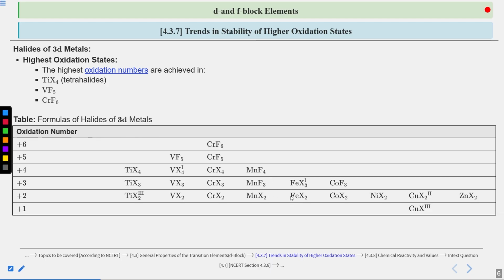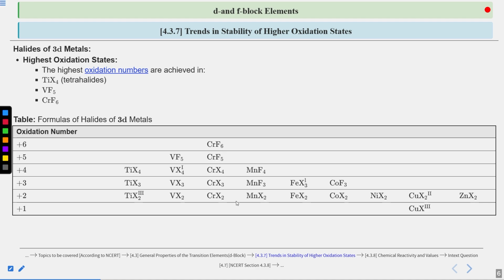Now, you see that manganese here exists as the tetrafluoride, MnF4. But if you remember, the oxidation states shown by manganese were the maximum, from +2 to +7. But here in the halides, manganese forms halides only in the +4, +3, and +2 oxidation states. And if you compare, chromium shows the maximum number of halides in various oxidation states.